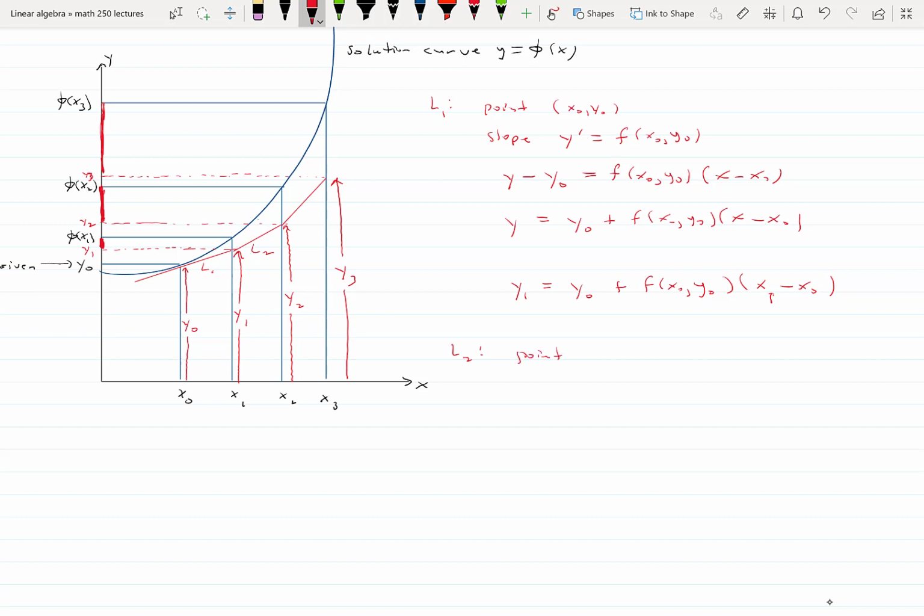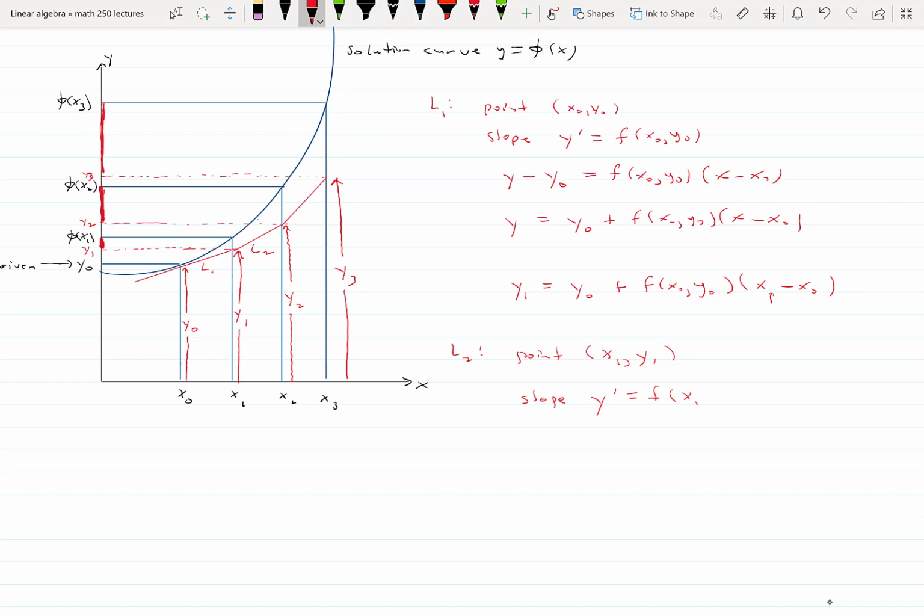The point, and this is where our error starts to compound, our point is not x1, phi of x1, because I don't get phi of x1. I'm using the estimated point, so I'm introducing error right from the get-go, right from the beginning. And I'm going to compound that error with the slope. I'm not finding the slope at x1, phi of x1. I'm finding the slope at x1, y1 using the slope formula. Hopefully the slope doesn't deviate too much from the true slope there.